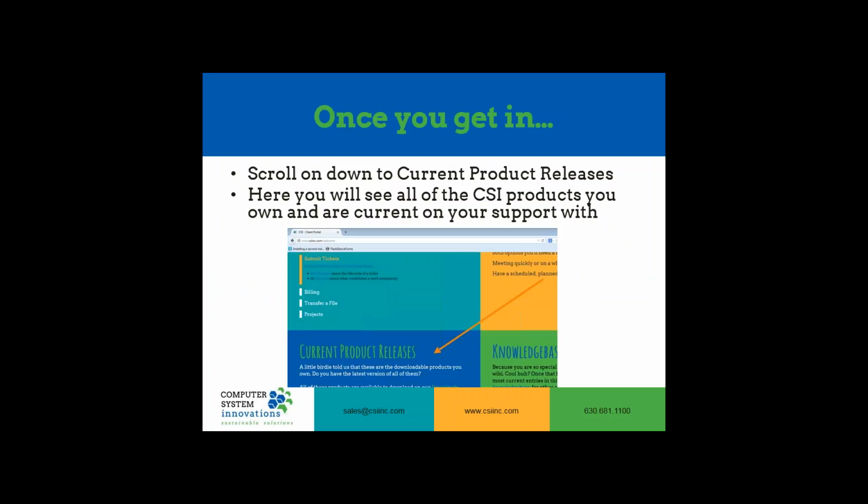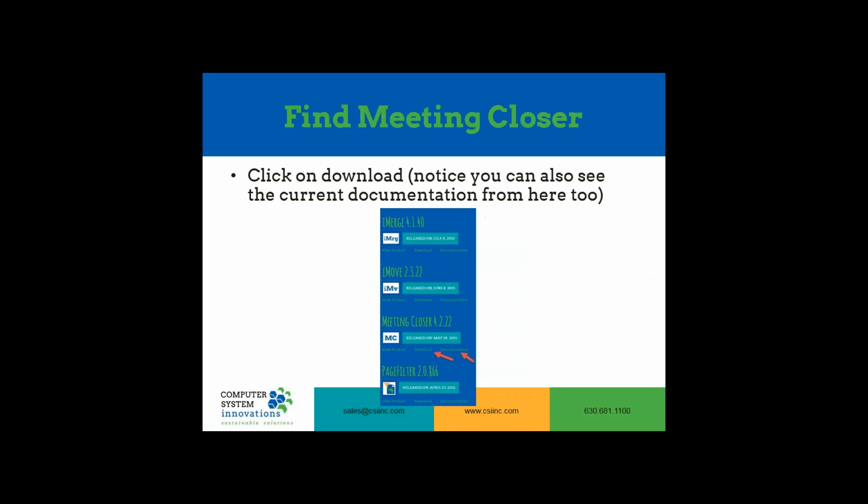Once you log in, scroll down to Current Releases, and you're going to see every CSI product that you own and are current on your maintenance for. There's a download link down there as well, and we also put the manual out there. So if you're on Meeting Closer 4.2.20 and you want to know if it's worth upgrading to .22 or .23, you can click on that documentation link and look at our release notes, and it'll tell you what we fixed. Maybe it doesn't apply to you, maybe it does, but we're always going to tell you what's out there and why and how to get it.